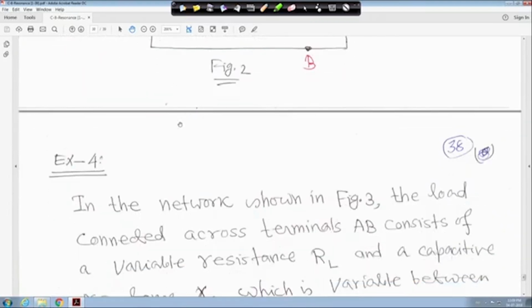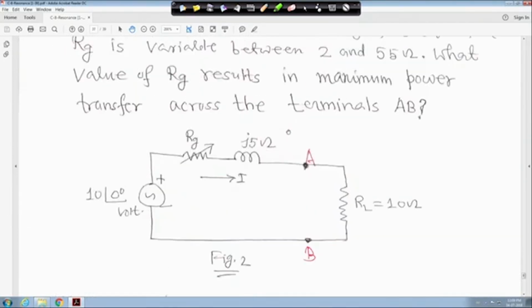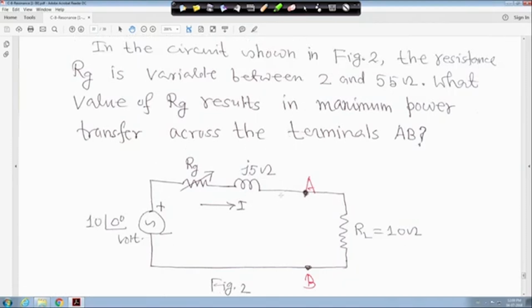So now the next problem is an example. The answer is not given here. So this is for you to actually solve.